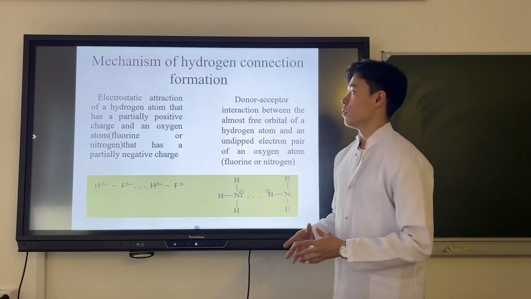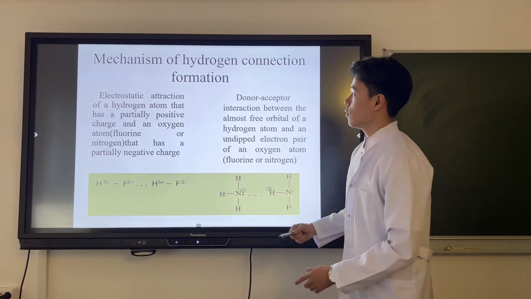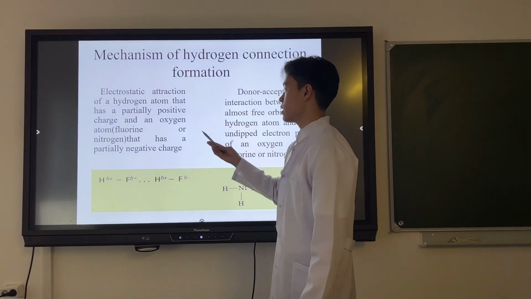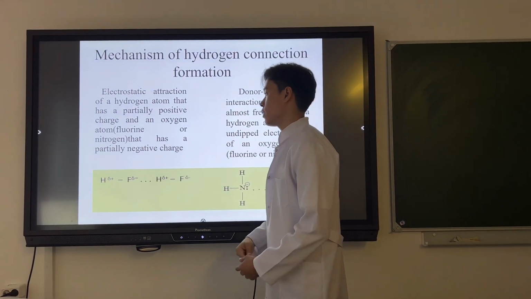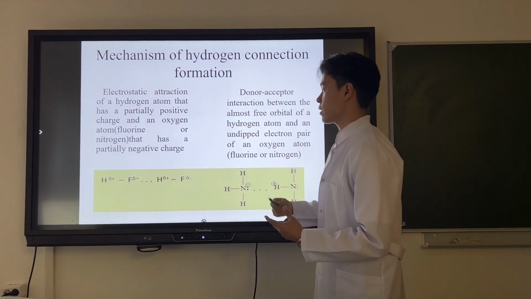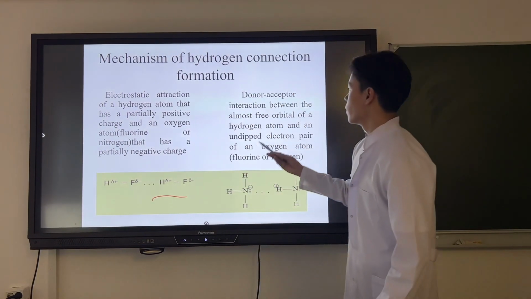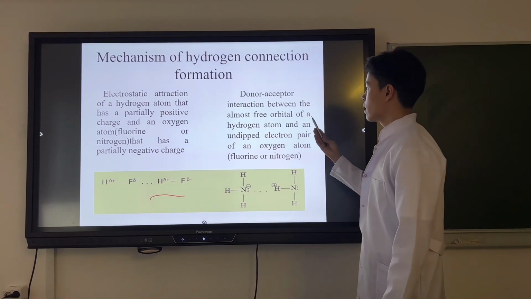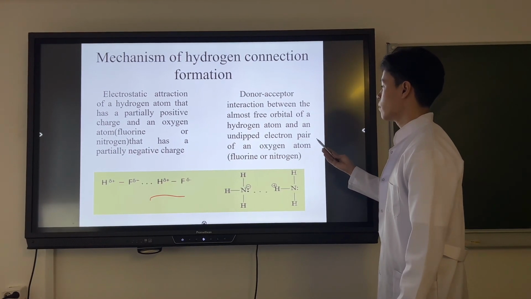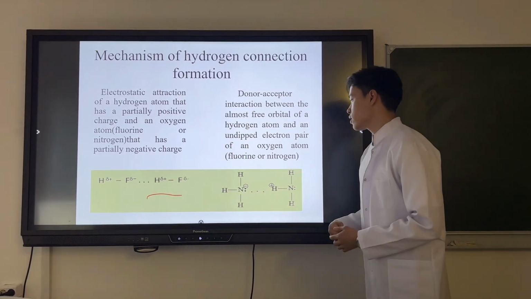The next, mechanism of hydrogen bond formation. The first is electrostatic attraction between a hydrogen atom that has a partially positive charge and an oxygen, fluorine, or nitrogen atom that has a partially negative charge. The next is donor-acceptor interaction between the almost free orbital of a hydrogen atom and an unshared electron pair of an oxygen atom.